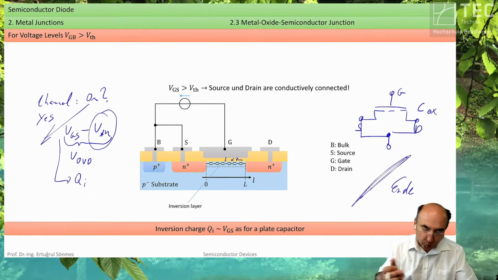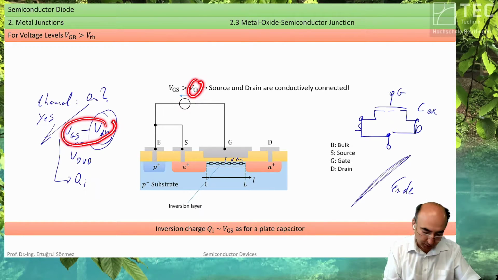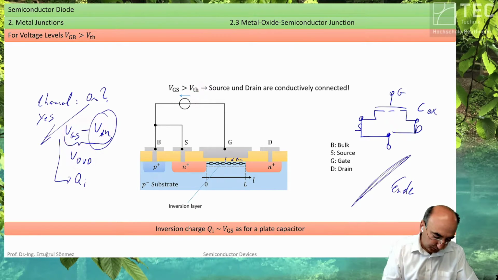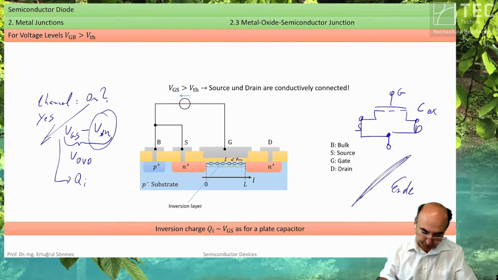Okay, so like you said, we switch on the capacitor, and if we have more voltage than to switch it on, we call it the overdrive voltage, and this overdrive voltage generates our charge in the capacitor. Okay.